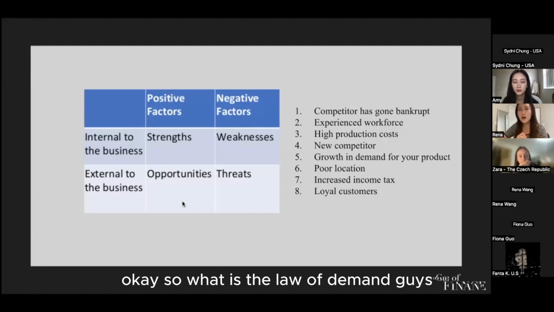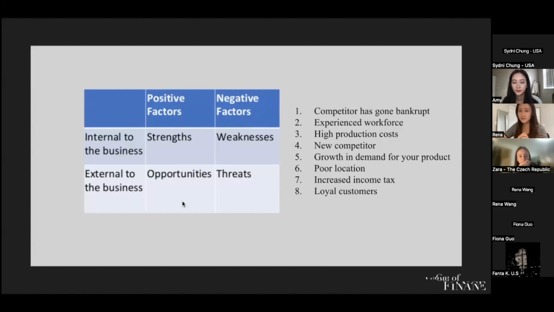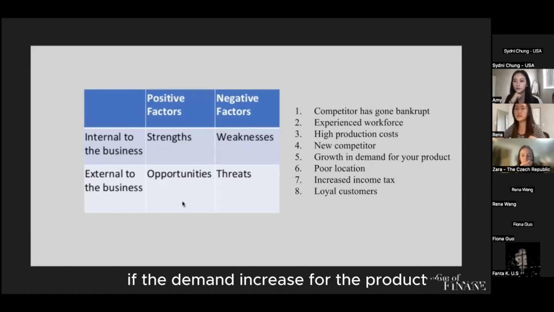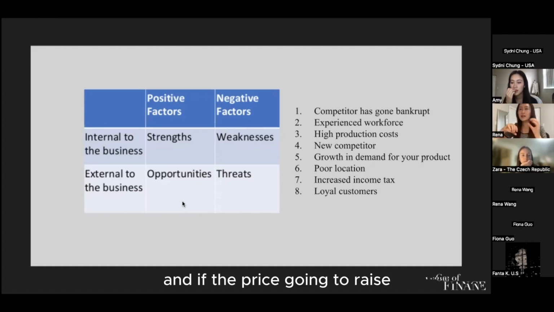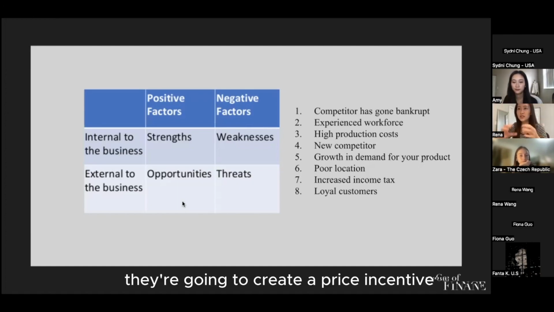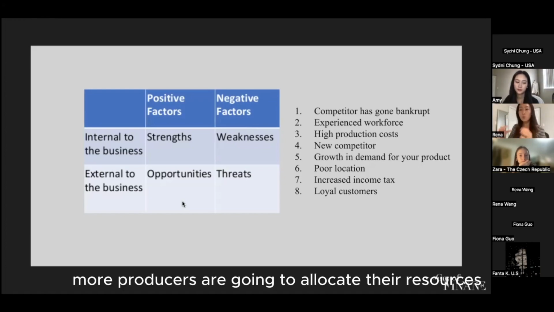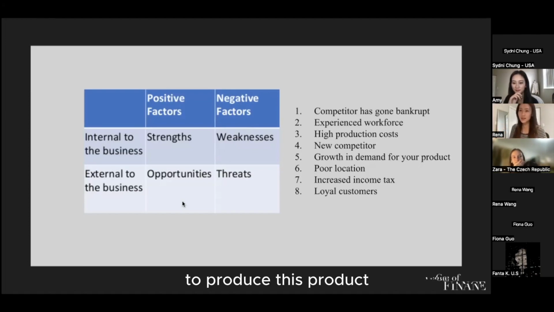Okay, so what is the law of demand, guys? Law of demand: as the price increases, the demand decreases. As the price decreases, the demand increases. The law of supply: as the price increases, the supply increases, and the same for the opposite. If the demand increases for the product, that means the price is going to rise, right? And if the price is going to rise, they're going to create a price incentive for the producers. More producers are going to allocate their resources to produce this product.